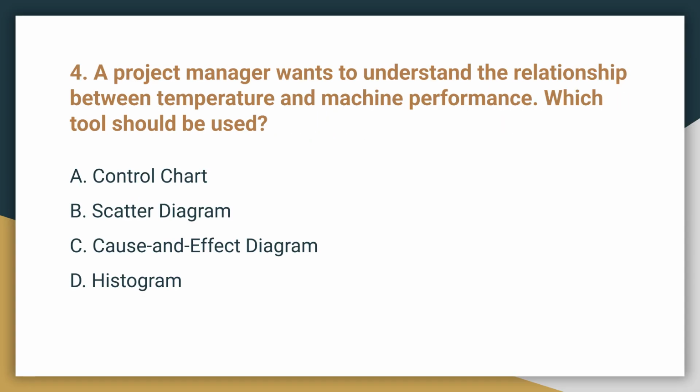defects. Question 4. A project manager wants to understand the relationship between temperature and machine performance. Which tool should be used? The correct answer is B. Scatter diagram. Scatter diagrams are used to show the correlation or relationship between two different variables.